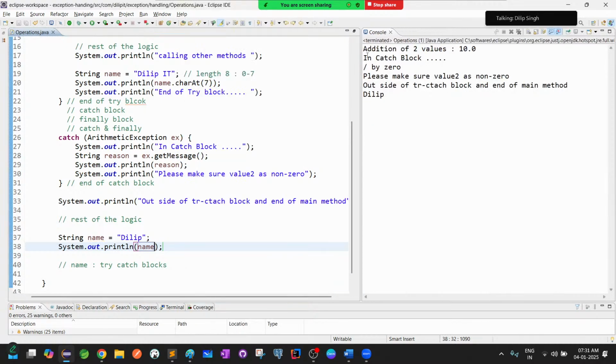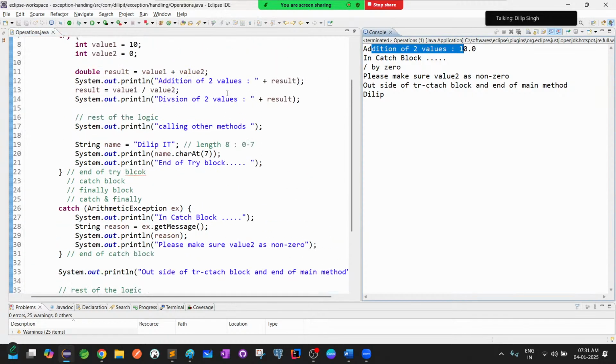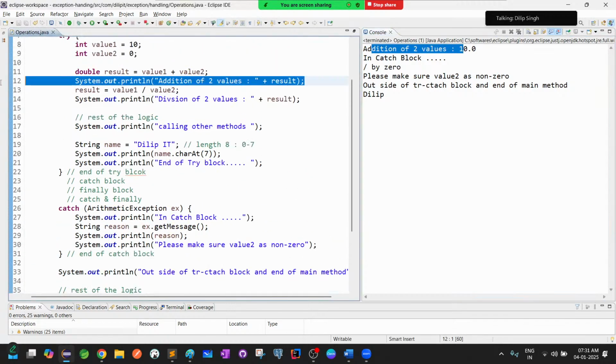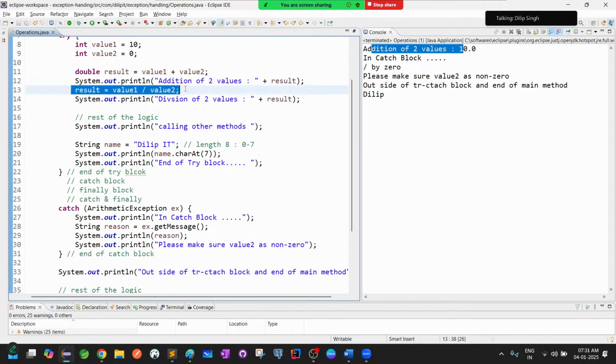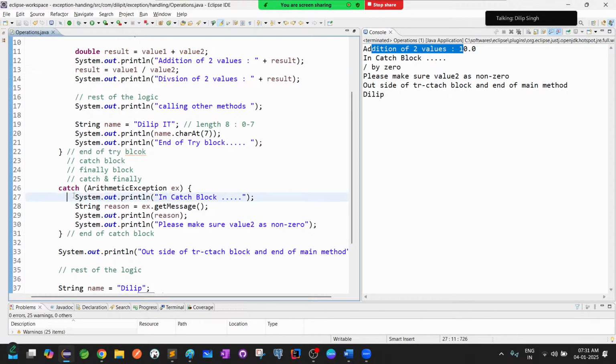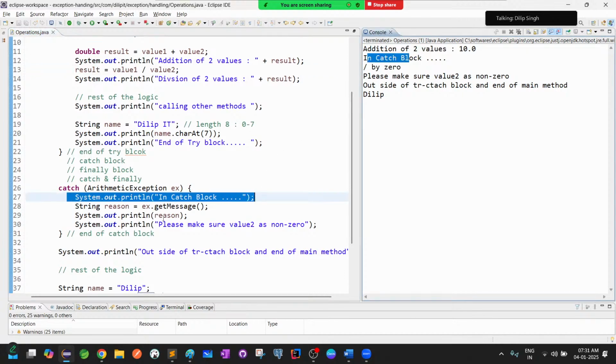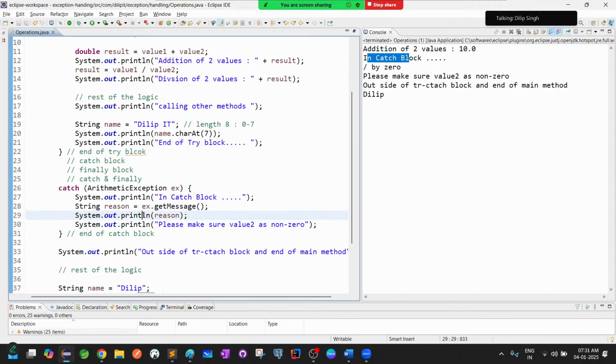So what happened? Addition of two values, 10. So that's what we expected. Until this, there is no exception. At line number 13, you got an exception. And then what happened? Immediately it went to the catch block. So that's why, in the catch block, you got the reason and you printed the reason, right?